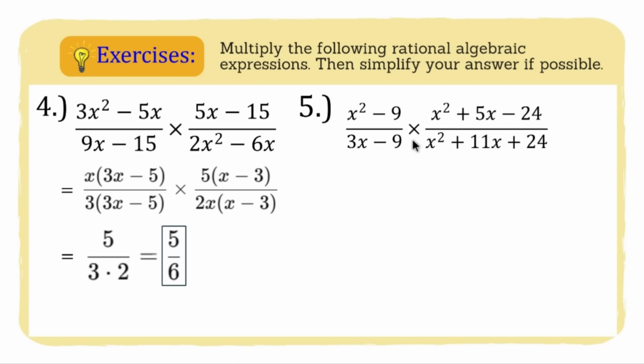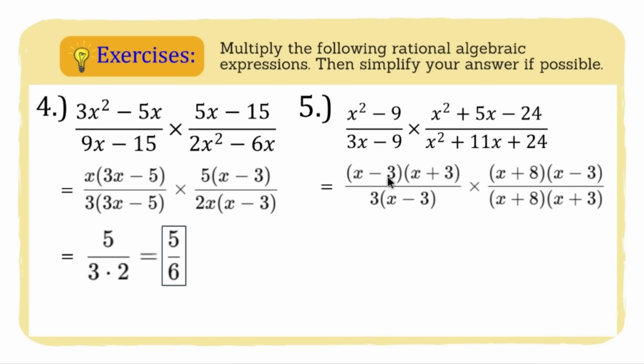For number 5, let's factor. So, x squared minus 9, this is difference of two squares. So, we have here x minus 3 times x plus 3. Okay? Sum and difference of two terms. Next, we have, this one is a perfect square. No, this is a general quadratic trinomial. Kaya ang factor niya ay x plus 8 times x minus 3. Ito naman po, common monomial factor lang. So, ang GCF ay 3. And then, dito rin po, same. This is general quadratic trinomial. So, we have here x plus 8 times x plus 3.